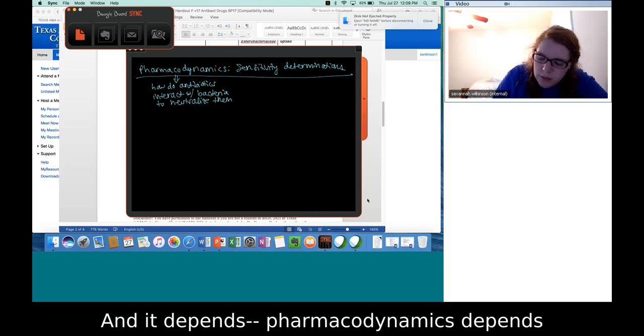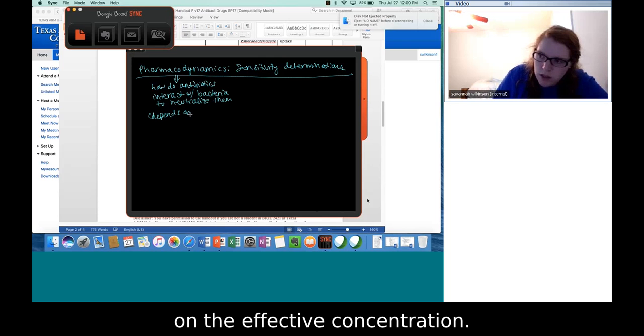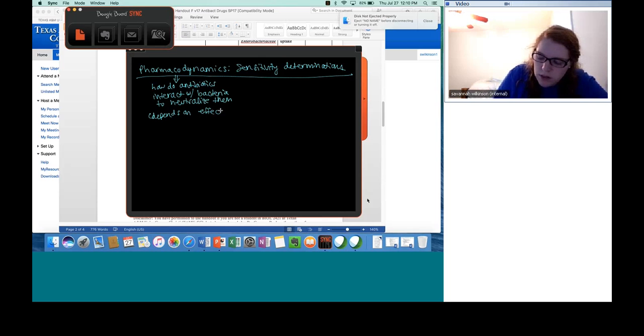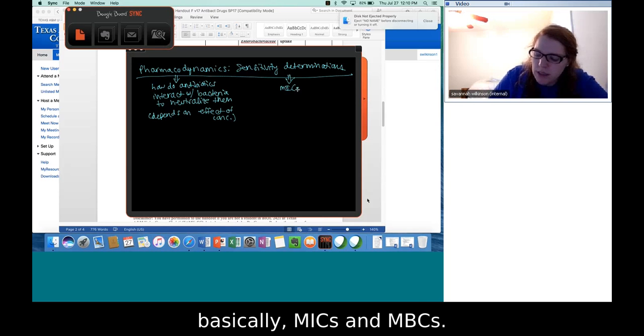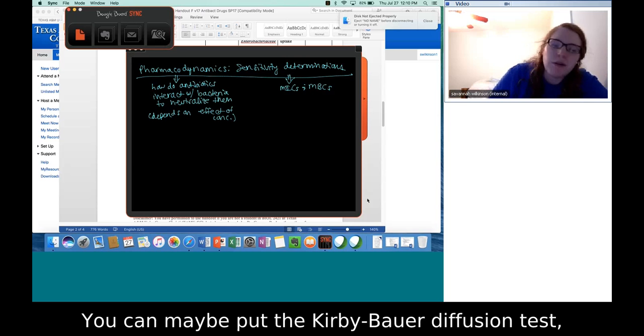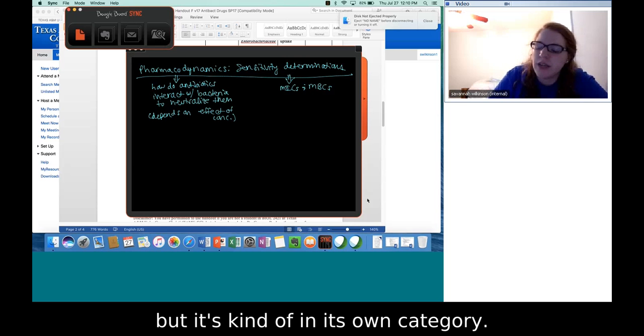And it depends, pharmacodynamics depends on the effect of concentration. Yep. And then what falls under sensitivity determinations, basically MICs and MBCs. You can maybe put the Kirby-Bauer diffusion test, that's kind of in its own category.